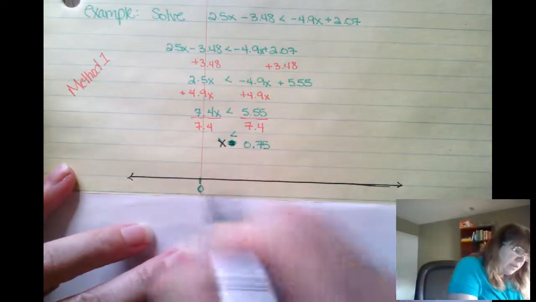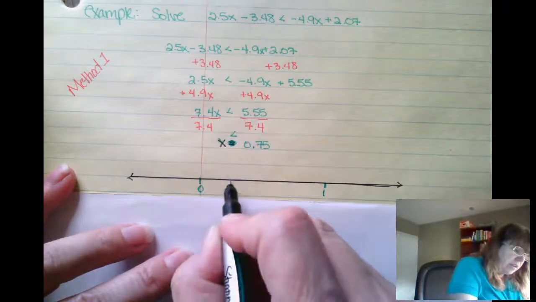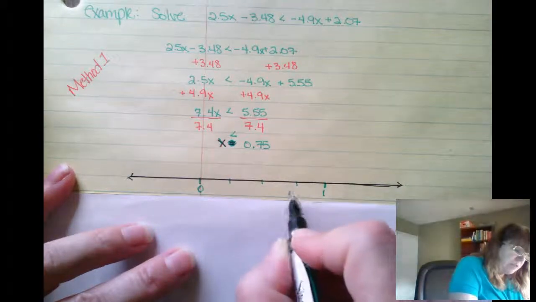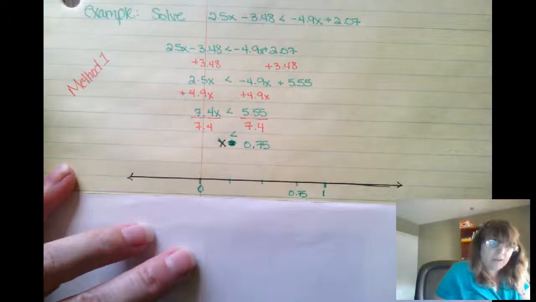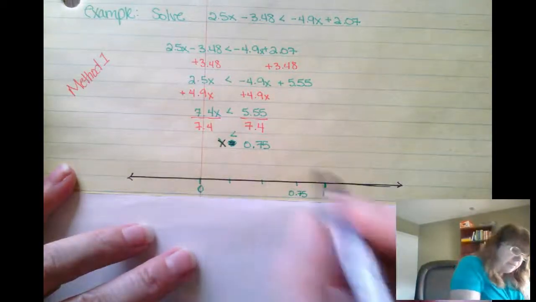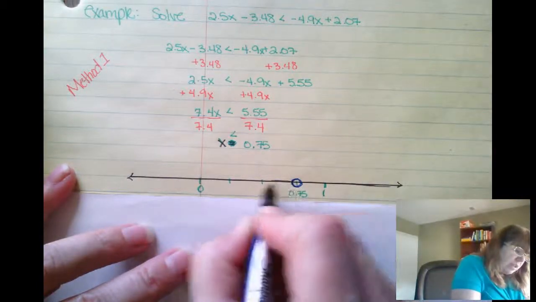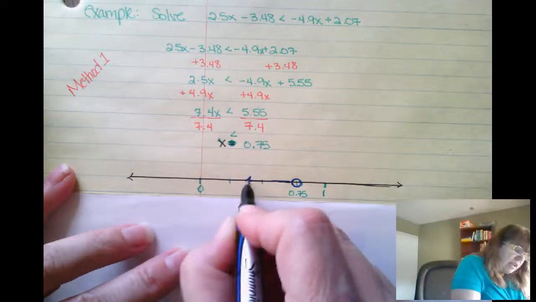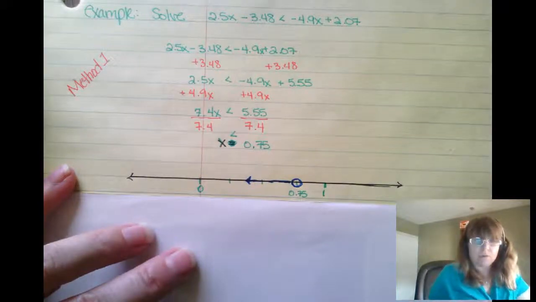So I have a 0 here. Maybe I have a 1 over here. Now if you divide it into 3, 0.75 is going to be right there on the number line. X is less than. It does not include it, so it's an open circle. And it's everything to the left. Again, you want to put enough information to where your number line can be read.